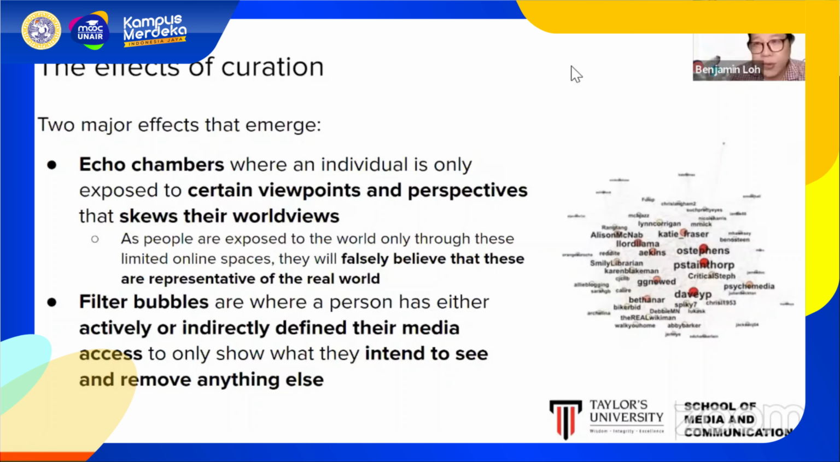The other one, filter bubbles, is when a person does things on their own, whereby they either actively or indirectly define their media access. It becomes something as simple as, if you use YouTube or go on Facebook, for every post that you see on your wall, there's always an option. If you click on the three dots at the top right, you can determine whether you want to see more content like this or less content like this, or similar topics and things like that. That's what we call filtering. You are filtering the kind of content that you're going to be shown, that you're going to be given access to as a result of that.